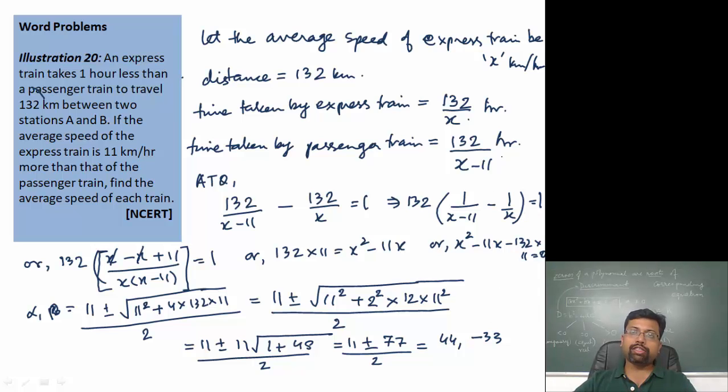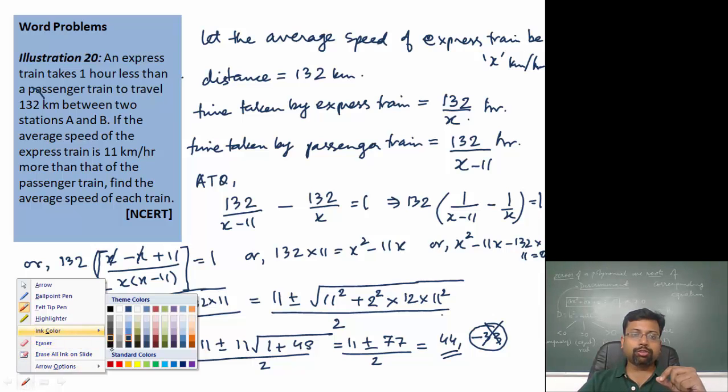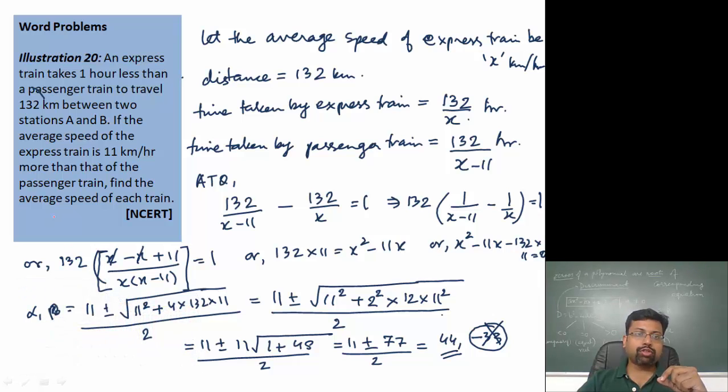But we have taken the average speed. So average speed is total distance by total time, so it can never be negative. Hence, you have to reject the value minus 33, and the only possible value of x would be 44. Hence, the speed of the express train is going to be 44 kilometers per hour, and the speed of the passenger train is going to be 11 less, that is 33 kilometers per hour.